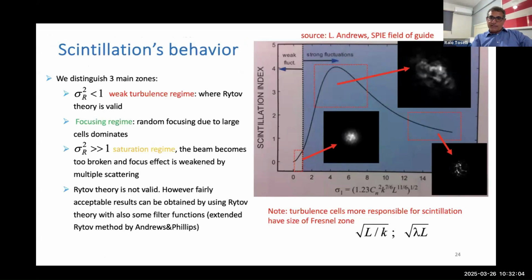When you start to increase the strength of the turbulence, in this case sigma 1 is the square root, you increase the value, and then you see that there is a zone here called the focusing regime. Then, because multiple scattering starts to play a role, your beam gets totally destroyed, and your scintillation is going to saturate to 1.